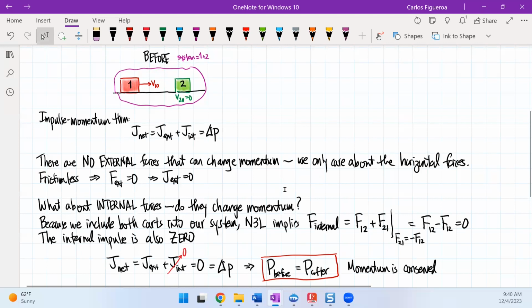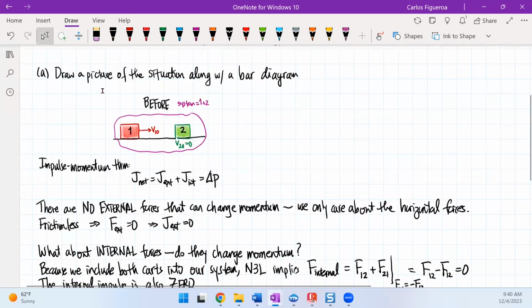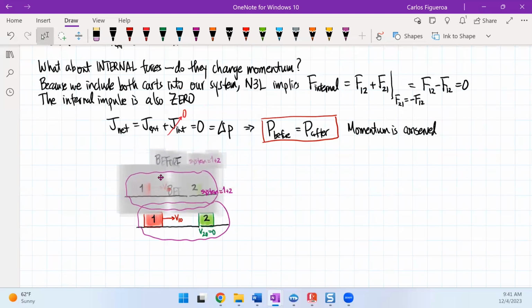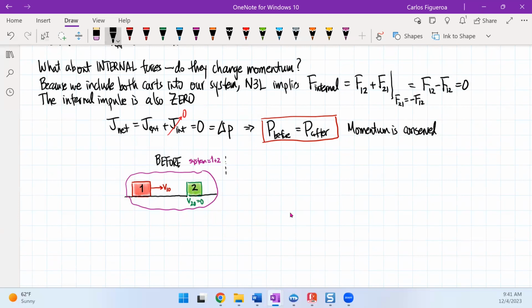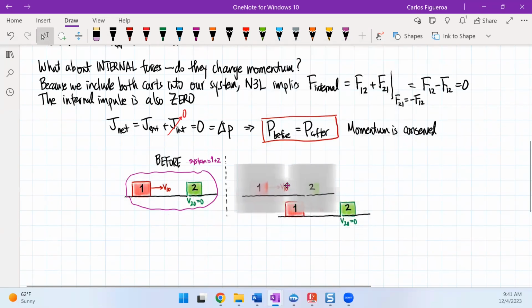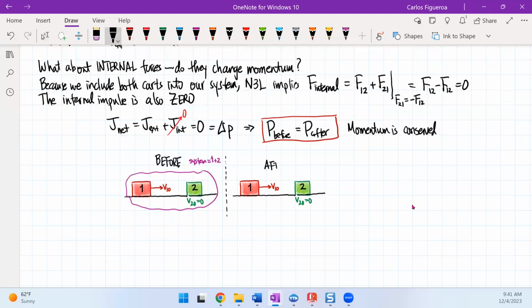So now that I know momentum is conserved, I could then say that if I look at my bar diagram, so if I take my picture from before and I bring it down here, I could then say that after the collision, listening to their words, block one continues to move forward, and block two now also moves forward. Okay, this is going to be afterwards.